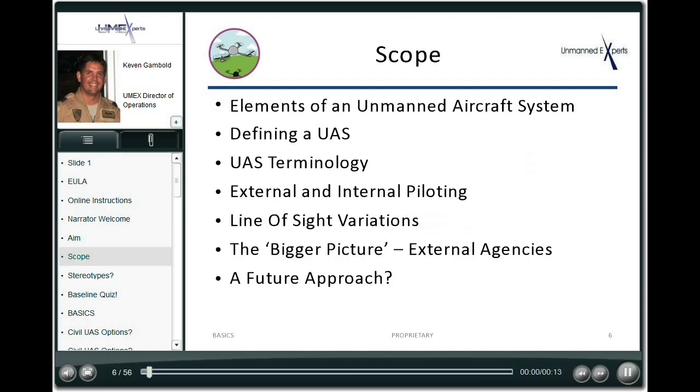Off we go. Okay, not a great believer in reading a scope slide to you, so these are the items we're going to cover, and we'll see them one after the other over the next hour. Okay, enjoy.